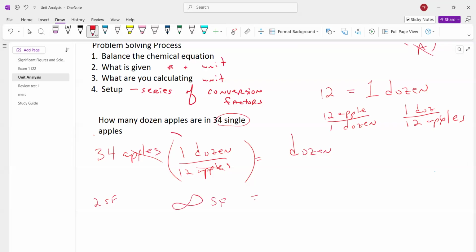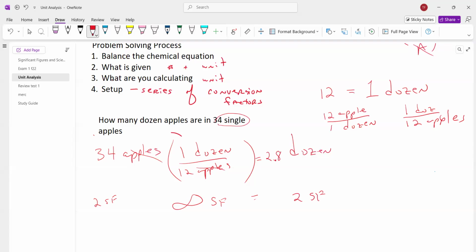So how many sig figs is our answer going to have? How many? No, it's the smaller of the two. Which is smaller, 2 or infinite? 2. Okay. So our answer, my calculator gives me 2.8333333, 29. So I go to the third place, which is a 3, and round down. So it's 2.8.